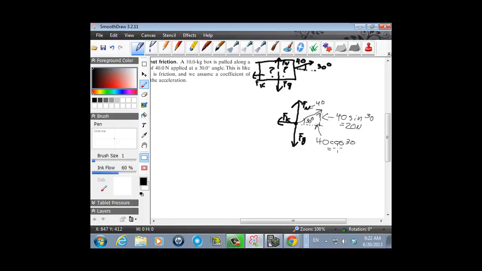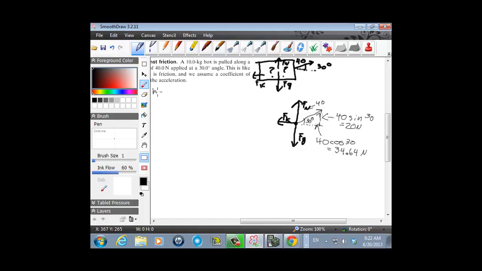Can we use a radical? No. What do you have? 34.64, 34.64 newtons. Notice we have actually one more significant figure here than we have in the problem. That's probably a good idea to keep as you work through, and then you can round to the correct number of significant figures at the end.